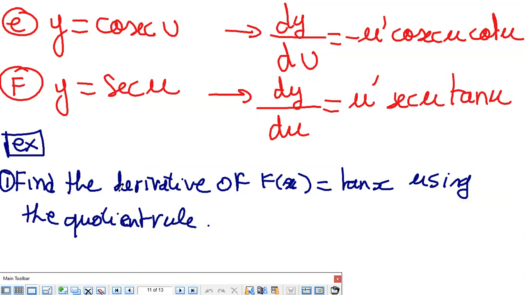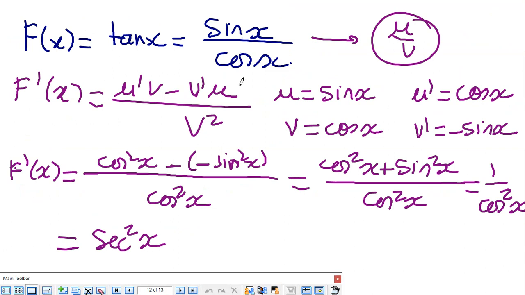Guys, you can use the quotient formula as I'm doing here for tangent. If the question is find the derivative of tangent x using the quotient rule, I will replace tangent by sine over cosine, and now I'm u over v. The formula of u over v is (u prime v minus v prime u) over v squared. And now I will use the formula. U is sine. What is the derivative of sine? It's cosine. V is cosine. All the time do it this way, so we will not make any calculation mistake.